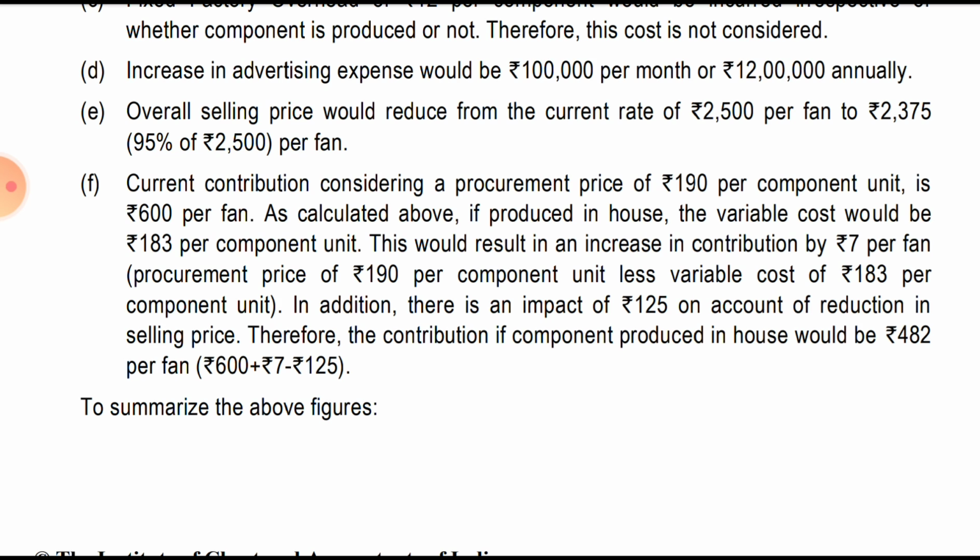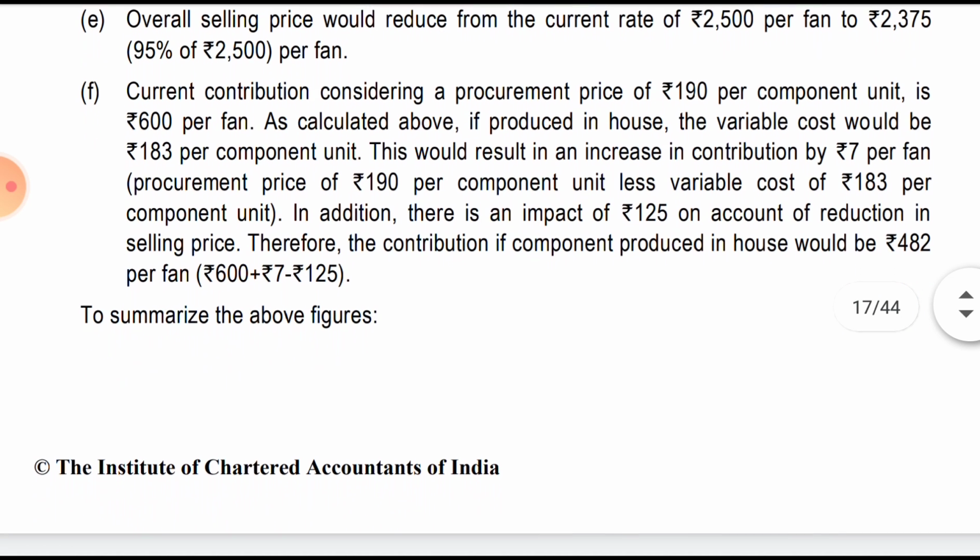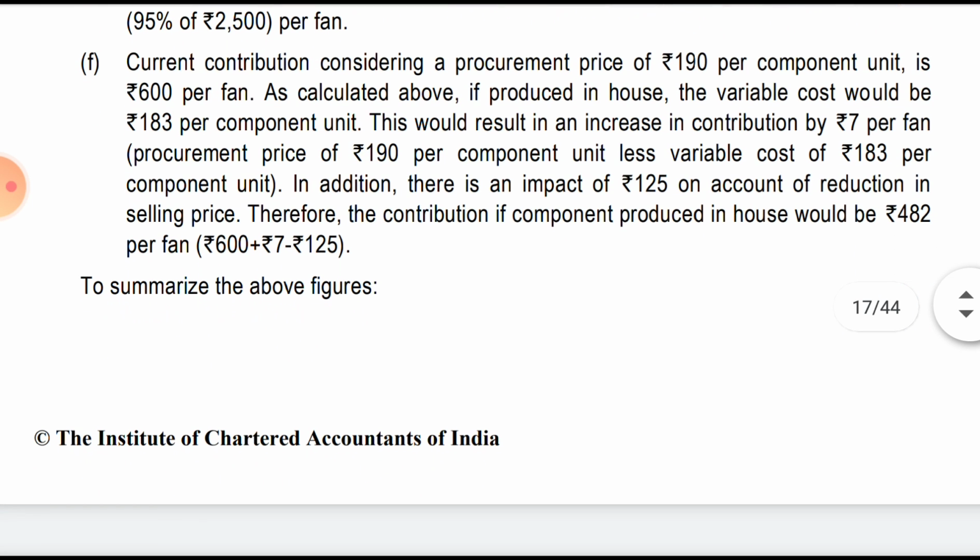So therefore the contribution, if the component is produced in-house, would be 482, as we had calculated while discussing the above sum basically. So how this 482 arrived: 600 plus 7 increase, that is the benefit from in-house production, and reduction of selling price minus 125.